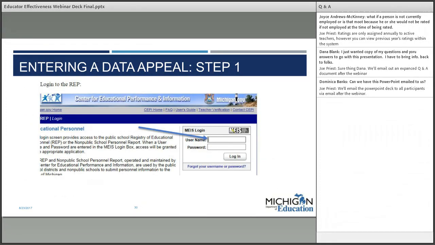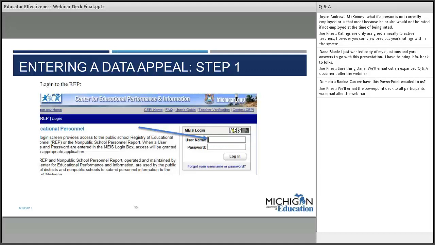So step number 1 to entering a data appeal is being a REP authorized user. So we're not encouraging teachers to request to become REP authorized users. That is something that's typically signed off by the superintendent. So really this should be an HR person. Whoever is ending up submitting those labels to the state will be the person you'll want to contact to submit the appeal.